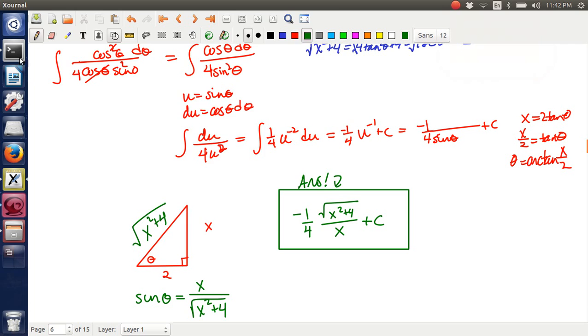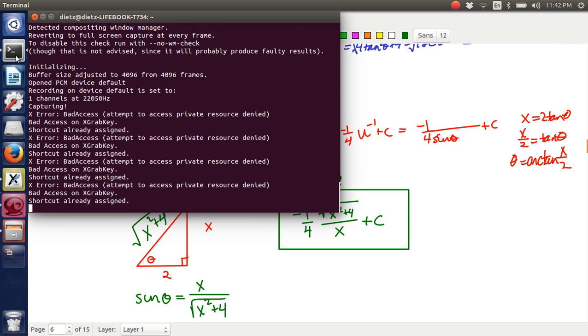And I've got to figure out how to shut this off.